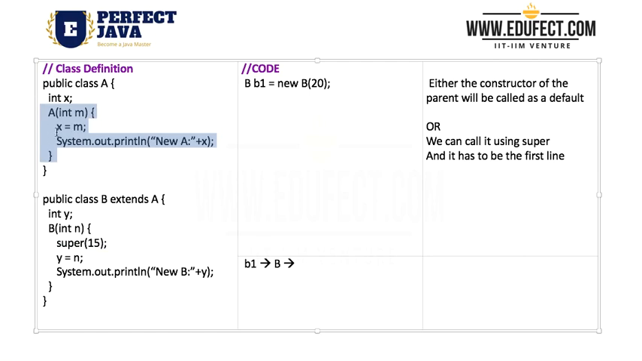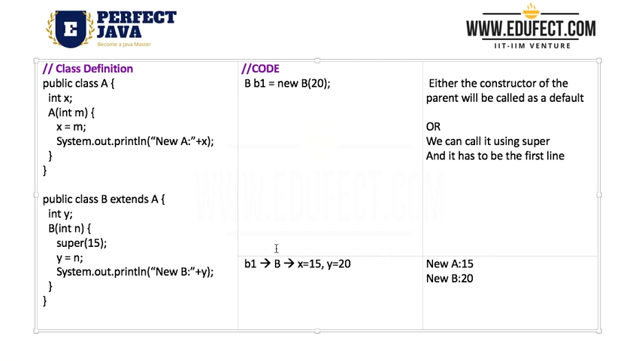Now what will happen here? x is equal to m. So x gets the value 15. And then what is it saying? System.out.println("new A: 15"). So that will get printed. Now after super it will come here. y is equal to n. So y gets the value 20. And then it says System.out.println("new B: y"). So "new B: 20" is printed here.